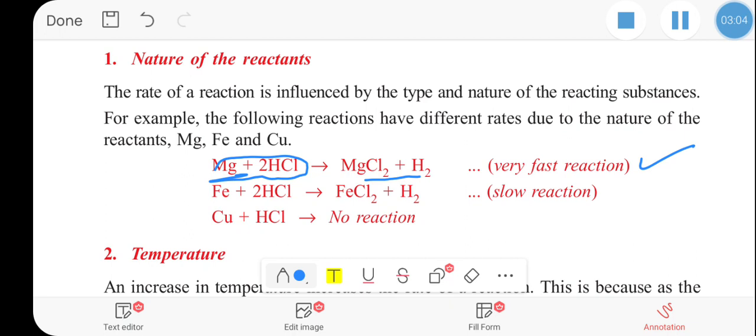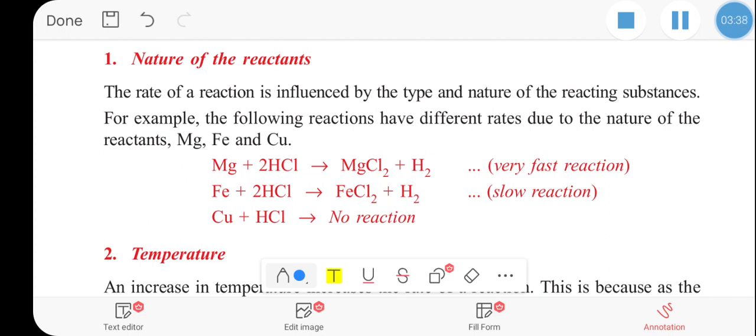In the case of iron reacting with a similar reacting species, HCl, it produces iron chloride and hydrogen gas. The reaction is a slow reaction. When we see copper reacting with the same reacting species, hydrochloric acid, there is no reaction at all. This comes from the nature of the reacting species: magnesium, iron and copper.